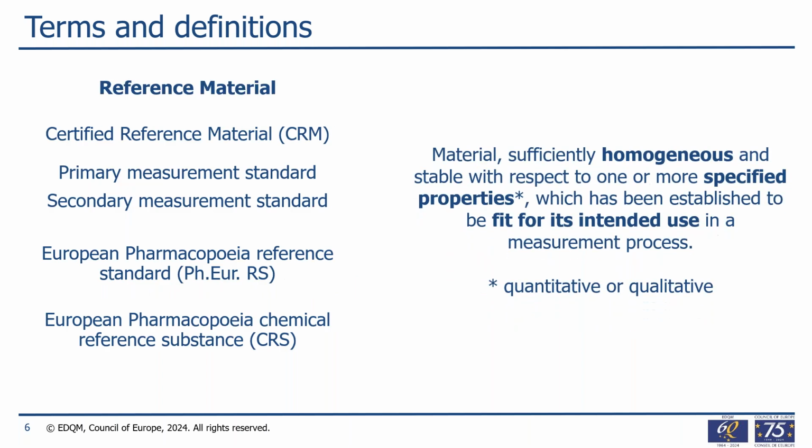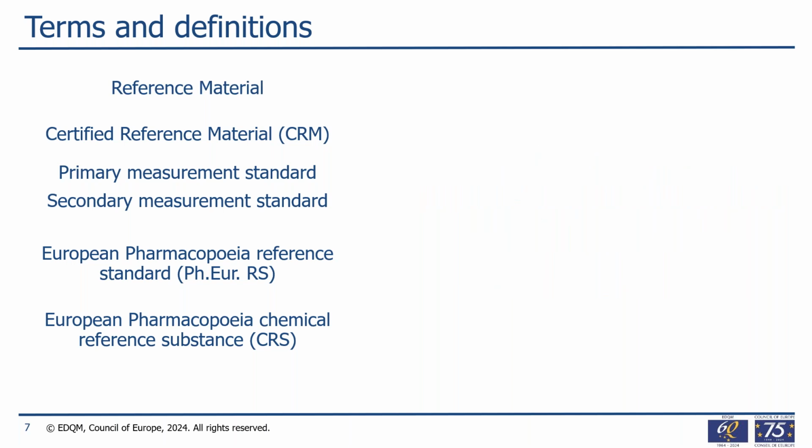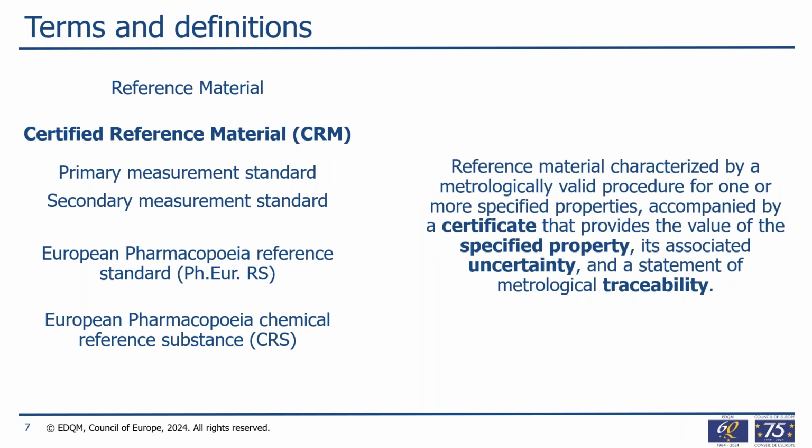Starting with the general term for a reference material, it should be sufficiently homogeneous and stable with respect to one or more specified properties and is established for the intended purpose. But you can note that this is both quantitative and qualitative. A certified reference material, or a CRM, is a reference material that is provided with a certificate stating the value of the specified property, but also its associated uncertainty, and importantly, a statement on the metrological traceability.